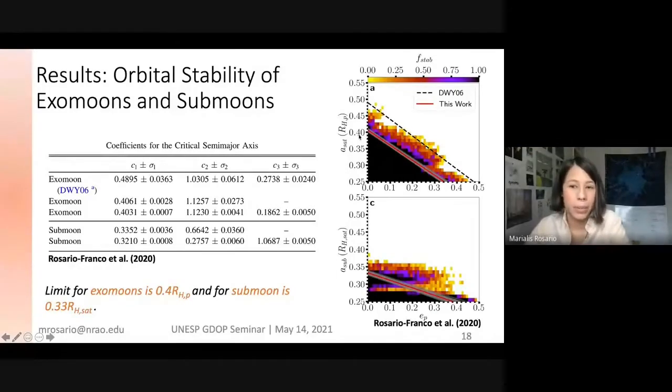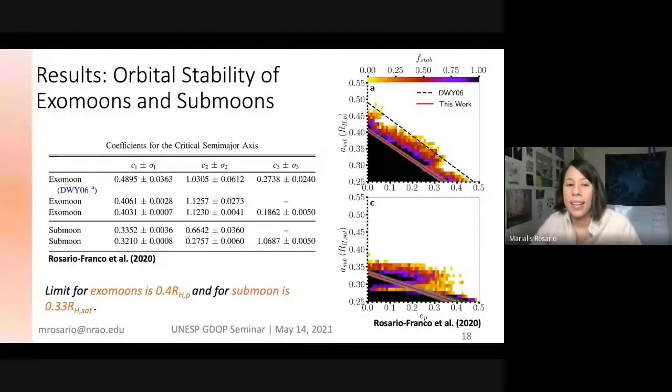We compare our results to previous work done for satellites, and we see that our exomoon f, or the fraction of the Hill radius where these exomoons are stable, is 0.4%. And for submoons, that is 0.33%.